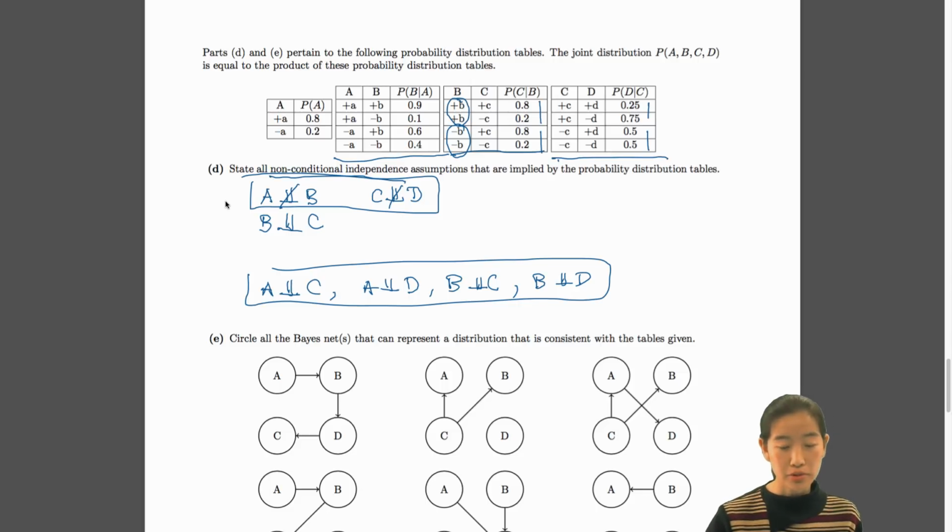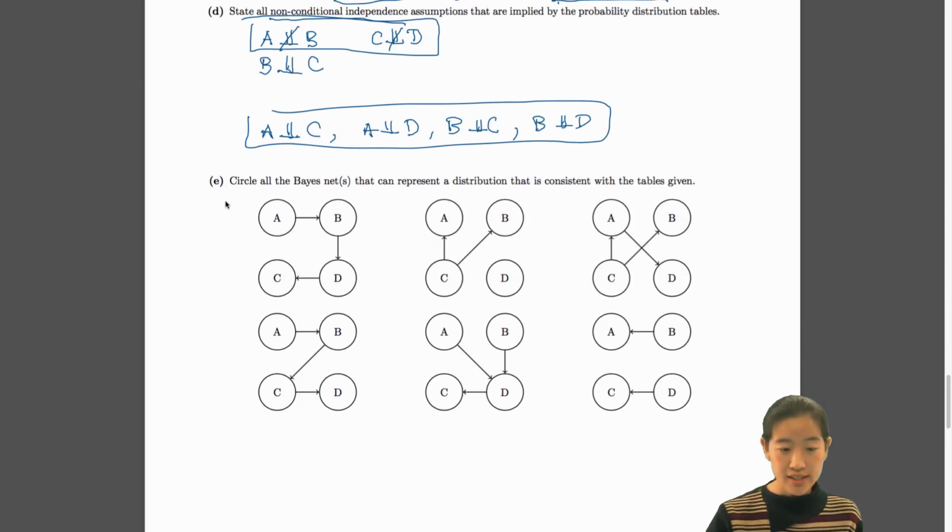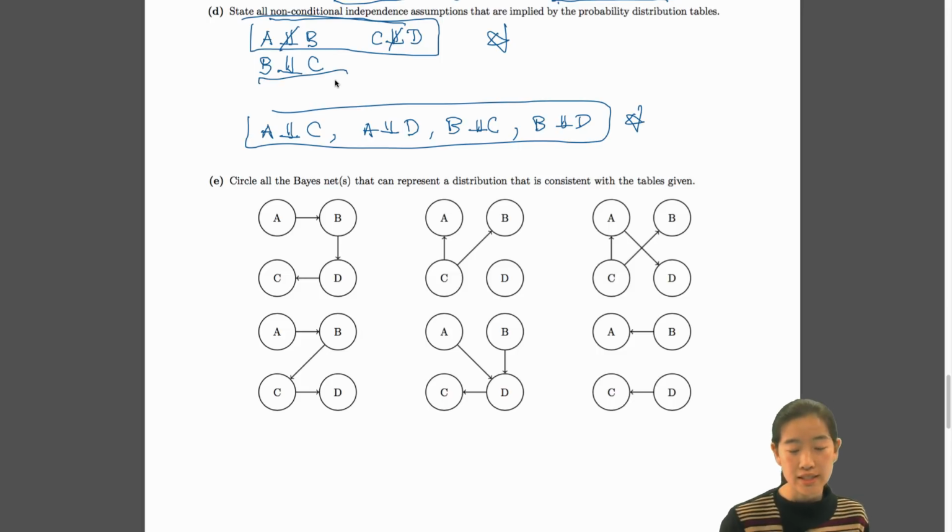Now, we can do part E, which asks us if we know that these are true, then which of the following Bayes nets are we able to use to represent it? So recall that if we have any extra conditional tables, even if they are actually in fact independent, we are fine. We'll just get something similar to what we had before in the relationship between B and C, because they were independent, but we still were able to have a conditional probability table between them. However, that's not true if they are not independent.